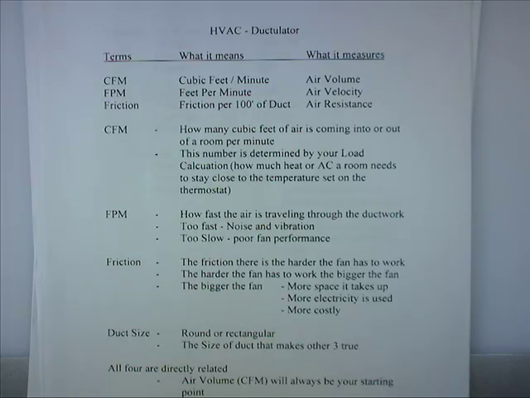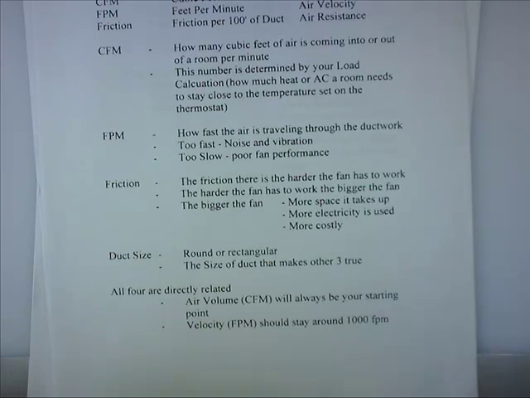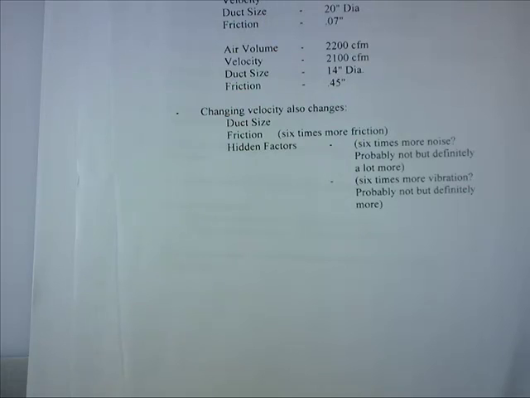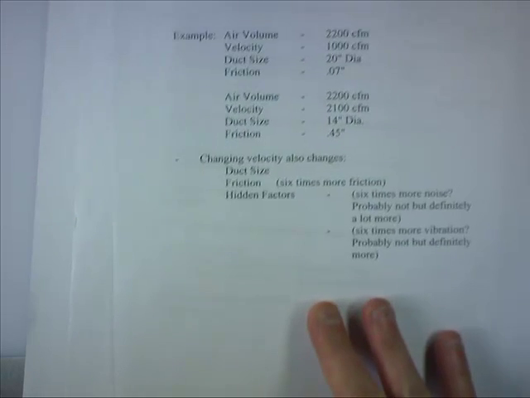All four are directly related. So basically, if you change one thing, it changes another. Your air volume will always be your starting point. The velocity should stay around 1,000 feet per minute. And on this page, it just gives you some examples. You can basically go through and use your ductilator and look at these just to see how the ductilator works.